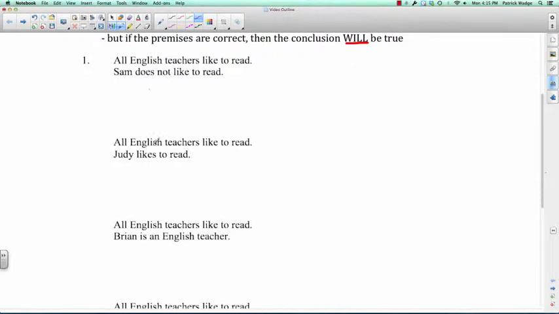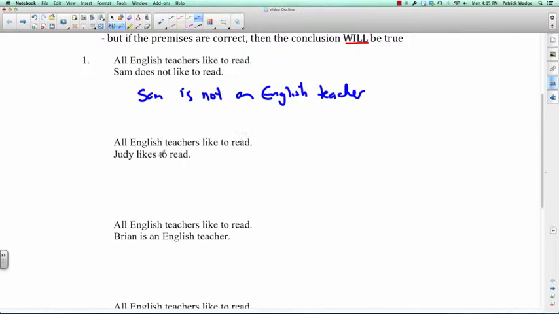Okay, very similar. We're going to go through some statements like that, and you're going to figure out whether we can conclude something, or if there's nothing to conclude, or whatever. So, all English teachers like to read. This is a statement. We're going to assume that this is true. It might not be true, but we're going to assume it's true. All English teachers like to read. Sam does not like to read. What does that mean about Sam? Well, if all English teachers like to read and Sam doesn't like to read, then I guess that Sam is not an English teacher. He couldn't be, right? Because all English teachers like to read and Sam doesn't like to read, so he could not be an English teacher.